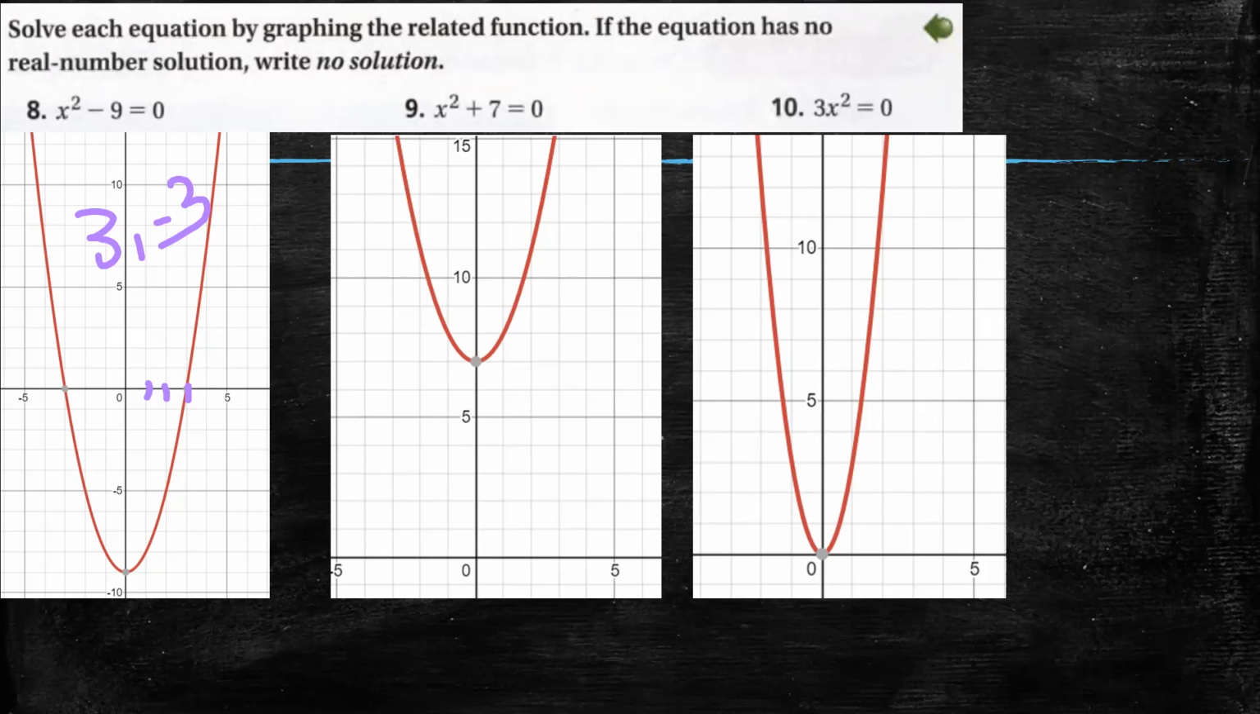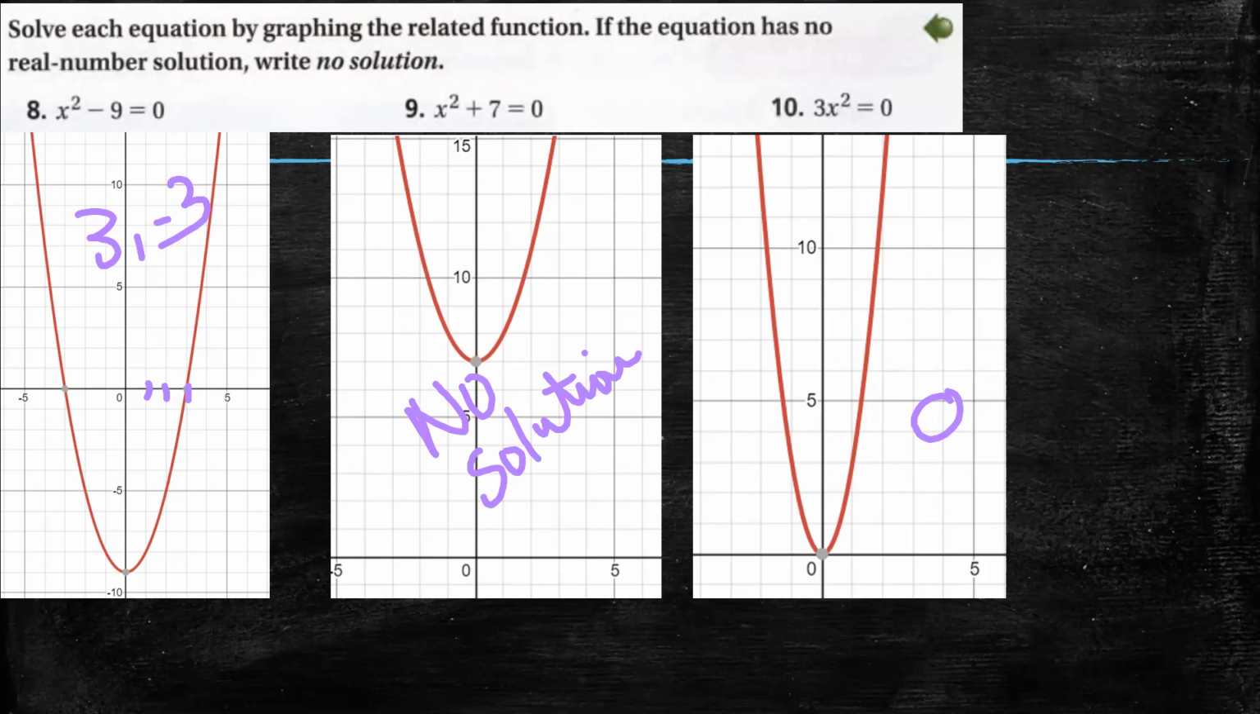Look at the second one now, x squared plus 7. There is nothing. There's no solution. There is no interception. Look at the last one. Only one, which is at 0. So only at 0 we have one solution here.